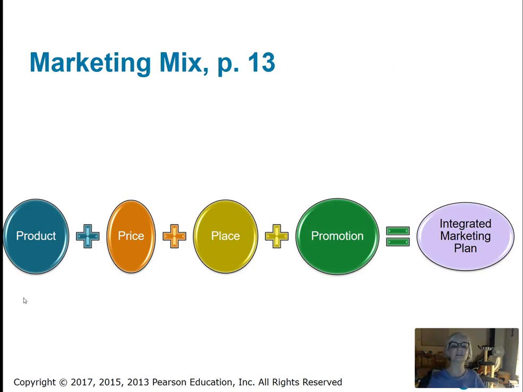Page 13, these are the 4 P's. Yes, definitely, you need to know those. That's why they're in our student learning outcome for this week. So we have the product, the thing or the service. We have to set a price, and there are strategies for that. We have to figure out where we're going to sell it. And then we have to advertise it. We have to promote it. And all those things together create the integrated marketing plan. Heads up, you will design one of those throughout this class.